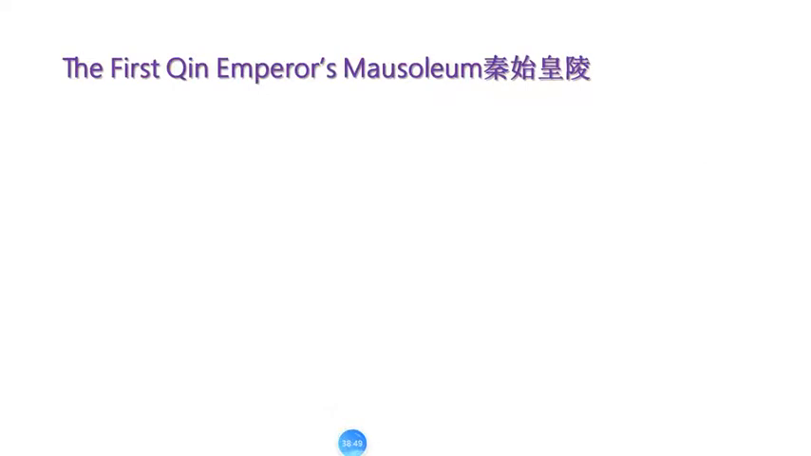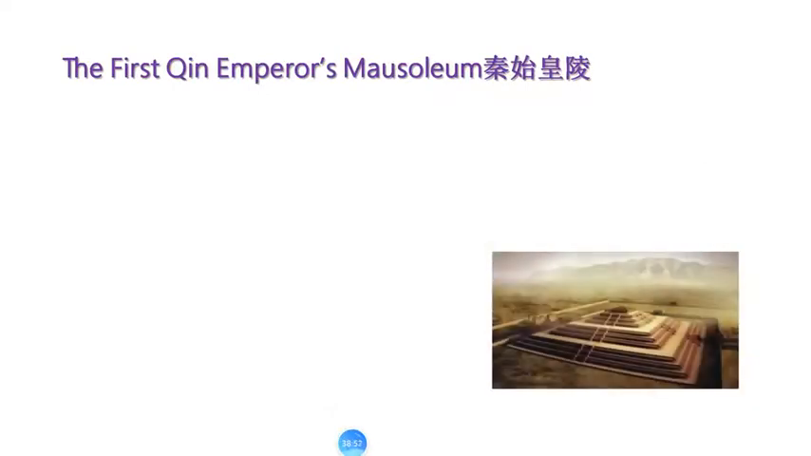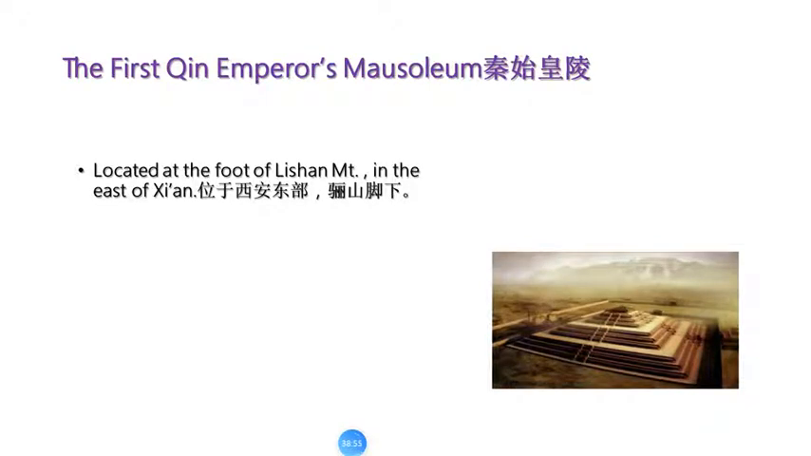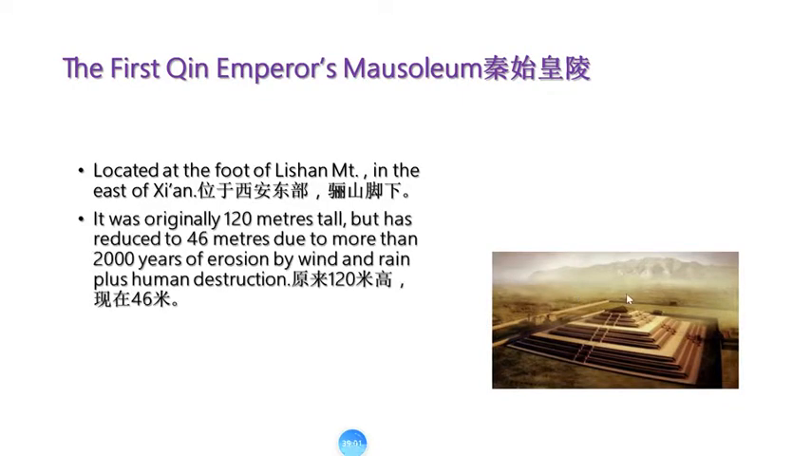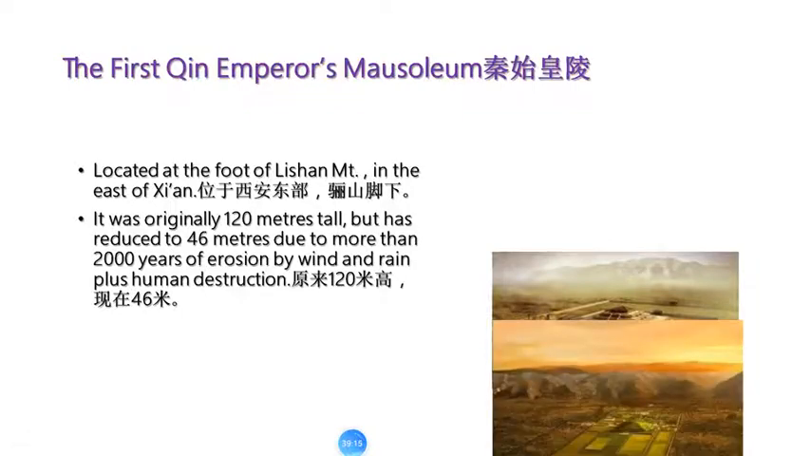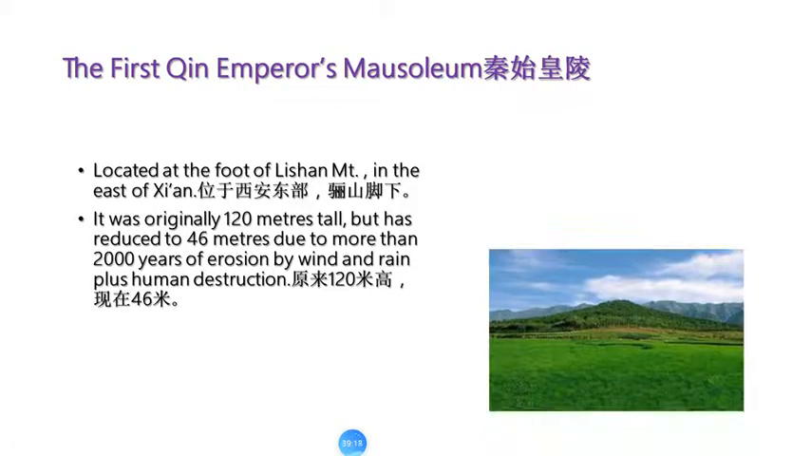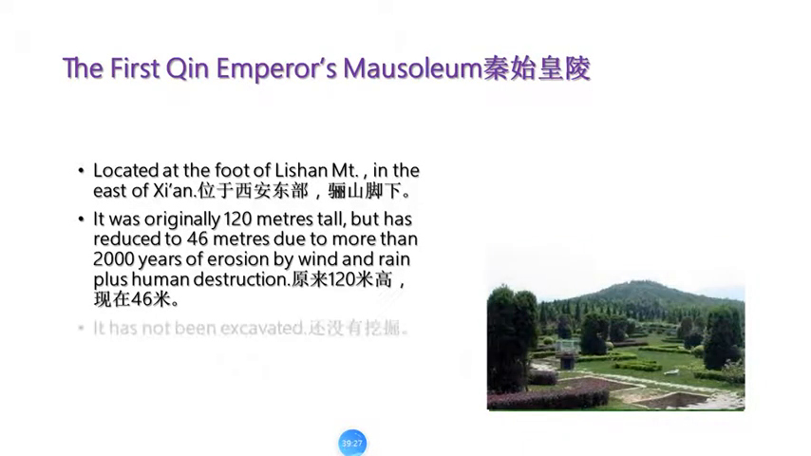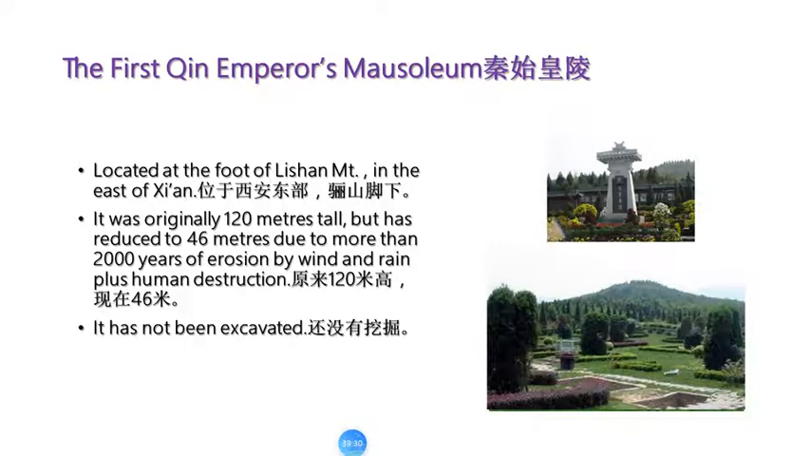The first Qin Emperor's Mausoleum, located at the foot of Lishan Mountain in the east of Xi'an. It was originally 120 meters tall, but has reduced to 46 meters due to more than 2,000 years of erosion by wind and rain, plus human destruction. Today they look like a natural hill, but they are not. It hasn't been excavated.